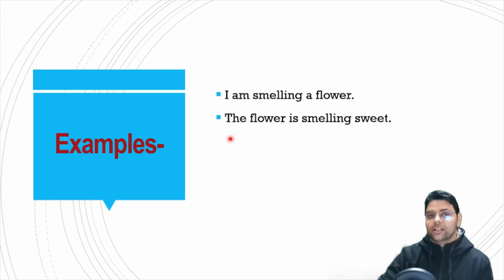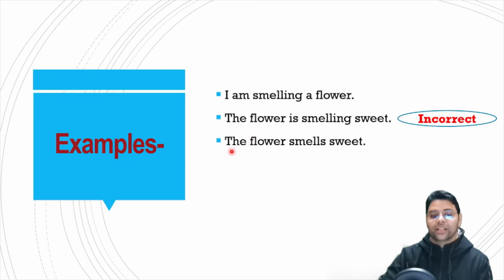Now, the flower is smelling sweet. Think about it: can a flower smell something? No, because the flower is not doing any action here. It is the basic characteristic of the flower we are talking about. So the sentence is incorrect because in this sense smell is stative, and a stative verb cannot be expressed in continuous tense. We have to make it: the flower smells sweet. Now the sentence is correct. I hope you understand. Still, if you have any doubt with this, you can tell me in the comment box.